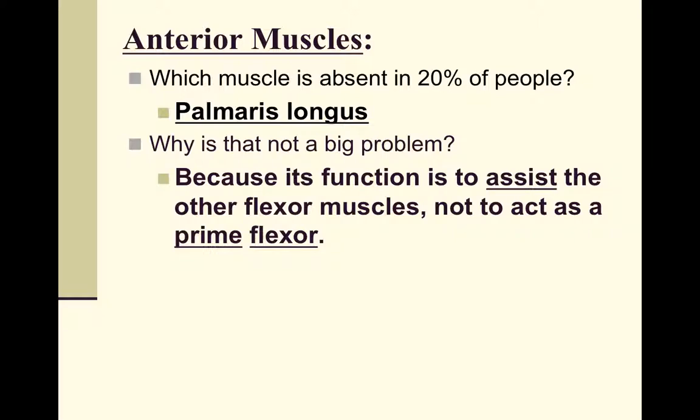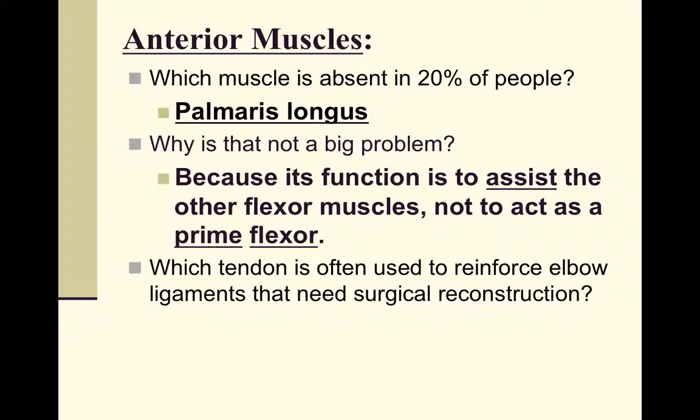The way you can tell if you have it or not is if you flex your wrist and then, well, make a fist and then flex your wrist. If you don't see 2 tendons popping up, you only see 1, you probably don't have your palmaris longus. And that's the tendon that we use for that Tommy John surgery in the elbow, which is a UCL repair.